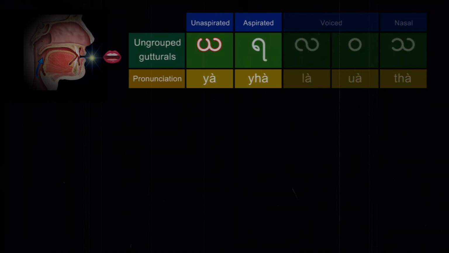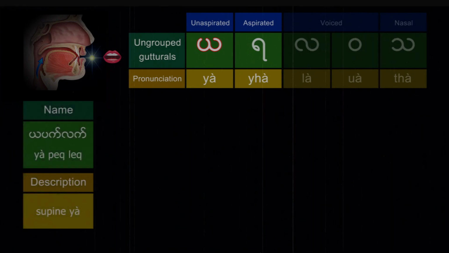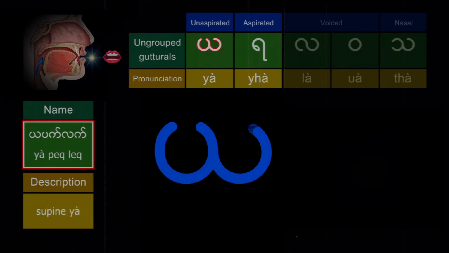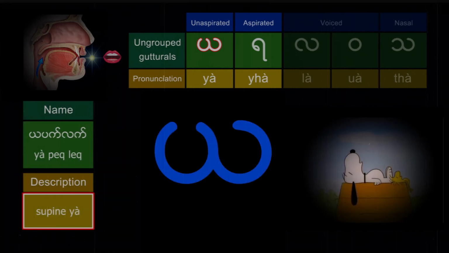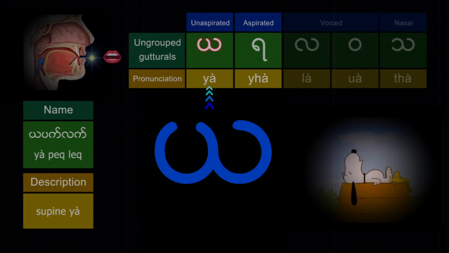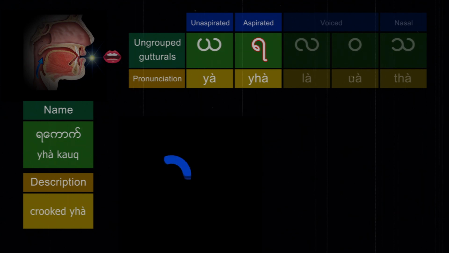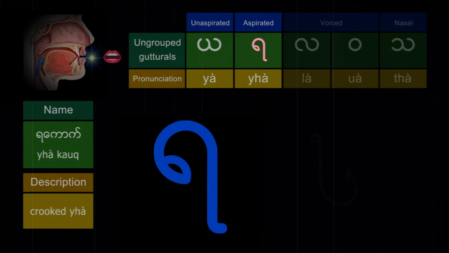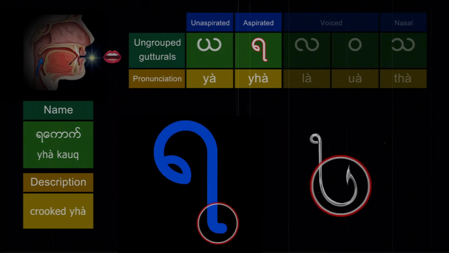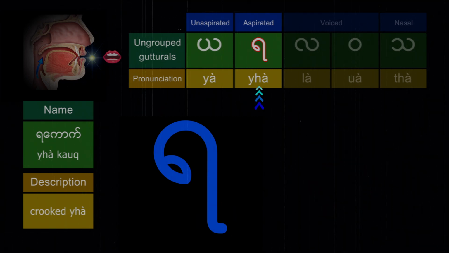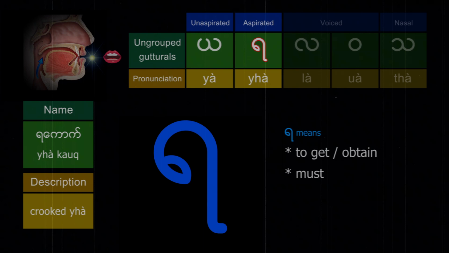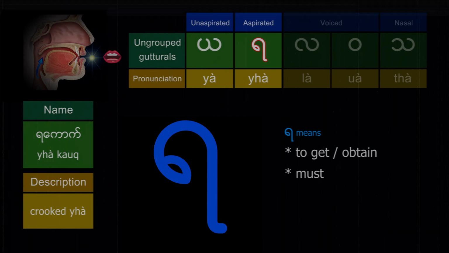We have now come to the last 8 letters that are ungrouped. The first one is ya pelle, which means supine ya. It has an unaspirated guttural sound ya. Another one is called ya ka, which means crooked ya. It produces an aspirated guttural ya sound. In some cases, however, it is pronounced as ra.